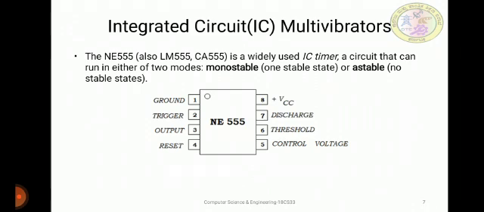So pin 6 is the threshold, the positive input to one of the comparators in the circuit. This pin is mainly used to reset the flip-flop when the voltage applied to it exceeds 2/3 VCC, causing the output to switch from high to low state. So basically this pin connects directly to the RC timing circuit.